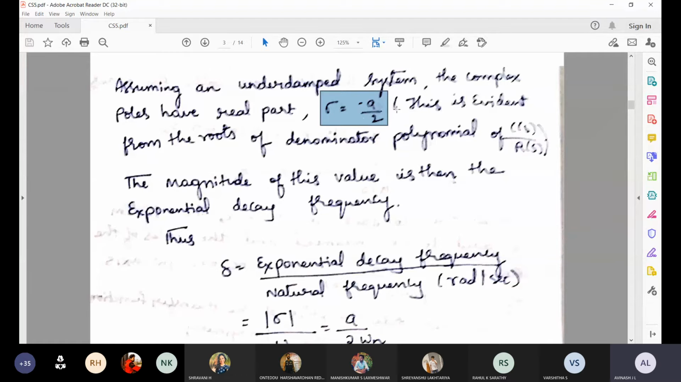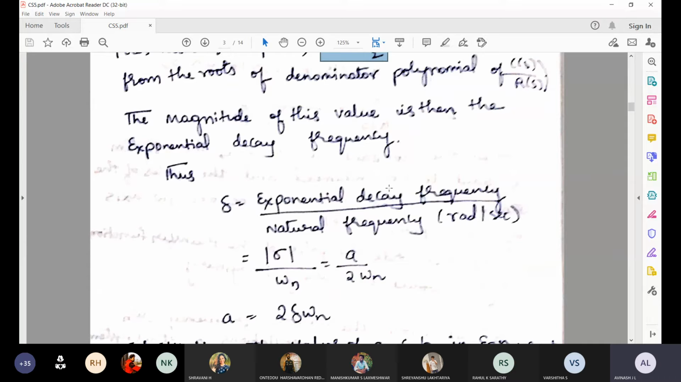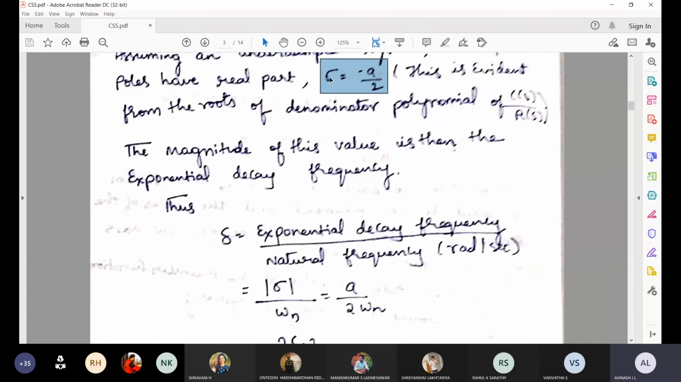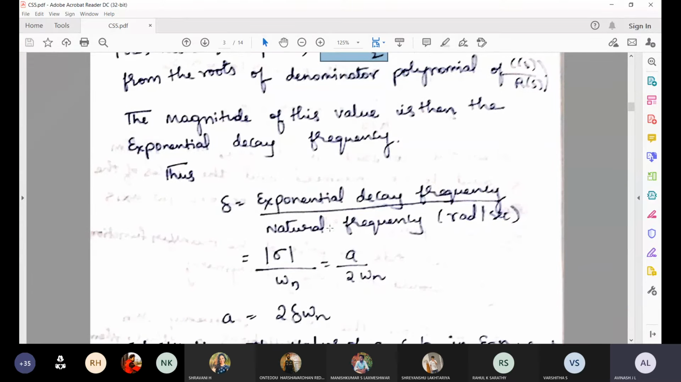So once again I will not go deeper into how we got sigma equal to minus a by 2, because it is unnecessary. Learning unnecessary things also makes the important things vanish. That is why I am not going deep with it. Just understand that sigma value will be equal to minus a by 2. So replace that particular value, the exponential decay value.